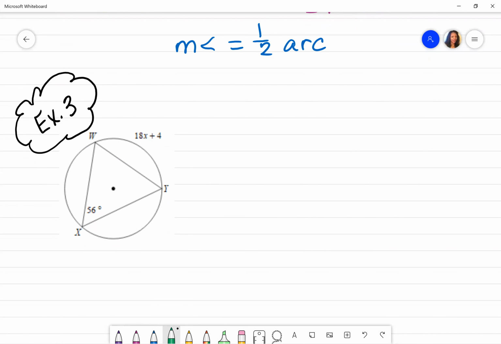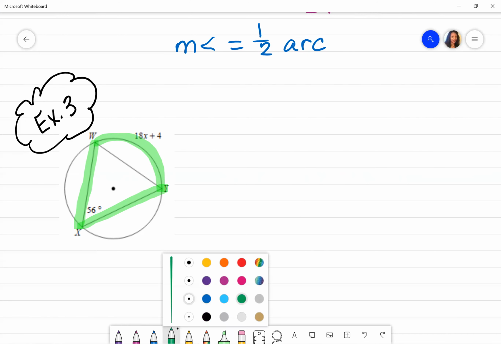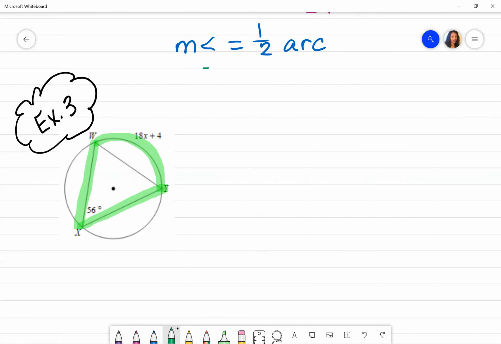Well, what's the measure of the angle? Well, first let's figure out what we're dealing with, because we have 3 inscribed angles. We're talking about the ones that have given information. So this is the only portion, and it looks like an ice cream cone. That's the only portion that we're working with. So we're going to use that information. We know that the measure of this angle is 56 degrees. And we know that it's 1/2 of its arc. Well, what is the arc? Well, this time the arc is an expression, 18x plus 4.